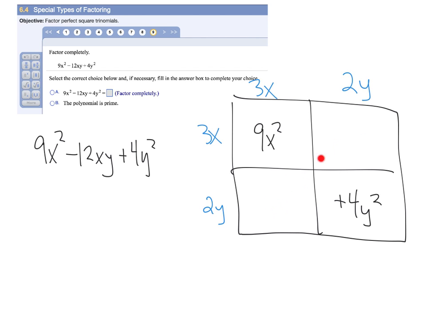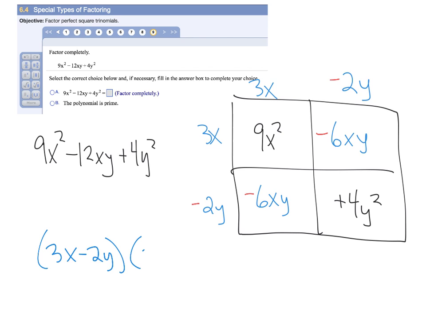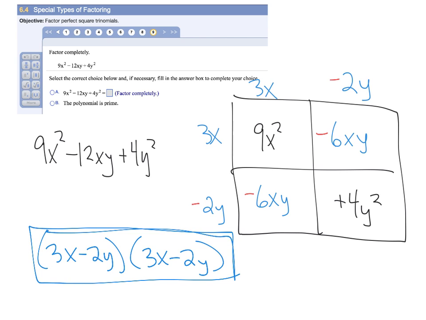So when we put it in our internal terms, that's going to be 6xy. This is going to be 6xy. But we want it to be negative 12xy. So these need to combine to make negative 12xy. So they've got to be both negatives, making these both negative 2y's. And so our factors are 3x minus 2y times 3x minus 2y. And that's our factors.